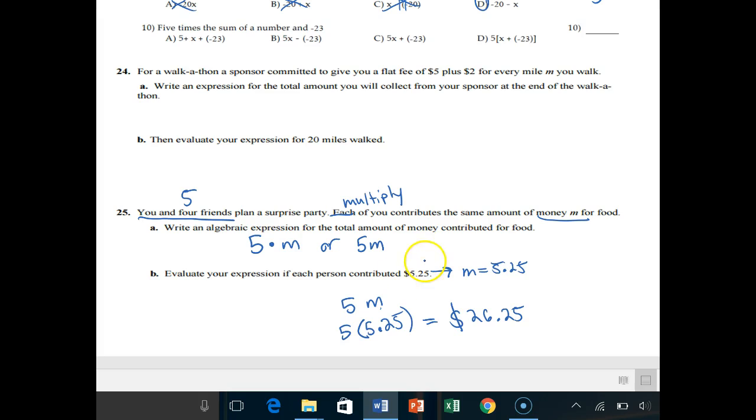Now say they change this to everybody brought $6, if M equaled 6, right? This is our answer, by the way. But if M equals 6, it'd be 5 parentheses 6, and then we would have had $30, right? But I just want to see how that changed, okay?